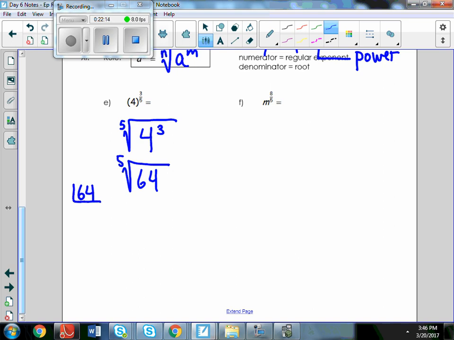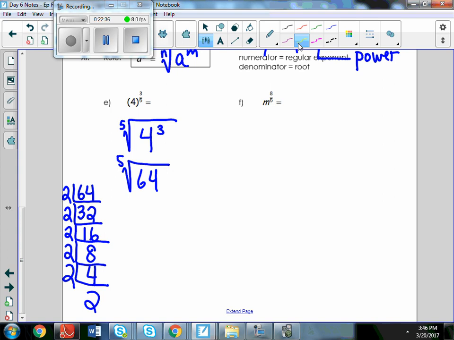So 64, it's an even number. I would start dividing it in half. It's still an even number, so I'm just factoring it. I'm just dividing it in half, and I'm factoring down to its prime factorization. So there's my 64. And then I would take out, because it's a 5th root, 1, 2, 3, 4. I have 5 2's and 1 leftover 2. So you're not going to do anything real crazy. That index, that 5, just tells you you have to have 5 of something in order to take it out from underneath.